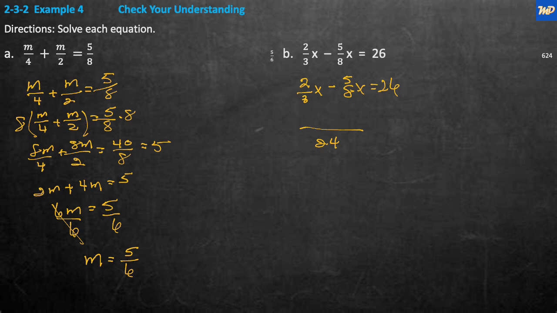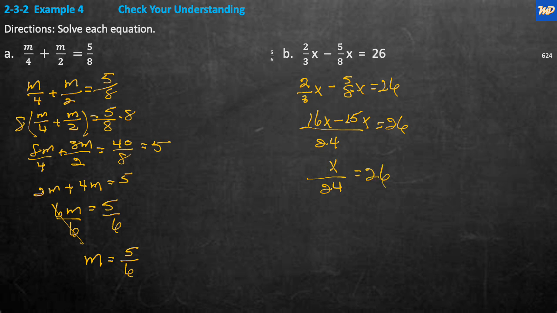I have to multiply the 3 by what to get 24? 3 times 8. So 16x minus, and the 5 has to be multiplied by the 3, the cross multiplication, right? 5 times 3 is 15x, and that is equal to 26. 16x minus 15x is x divided by 24 is equal to 26.